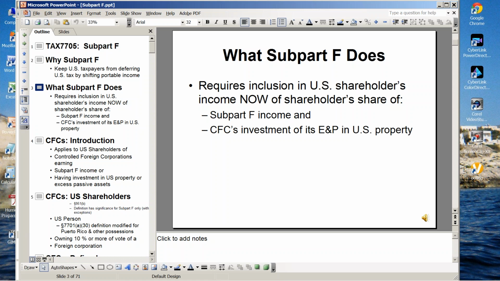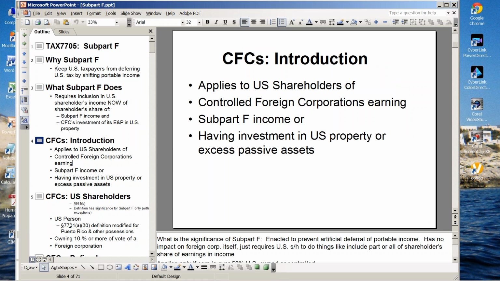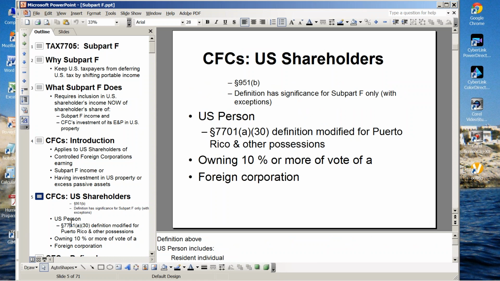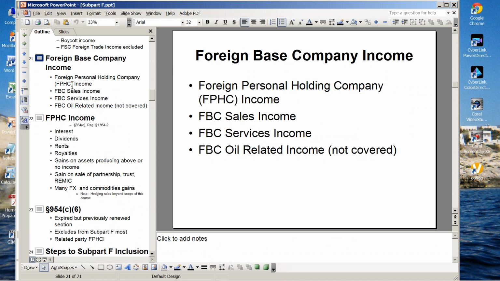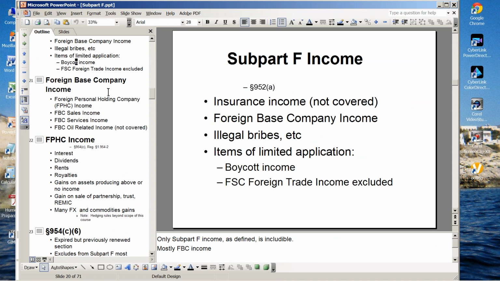The overview video had a brief introduction to Subpart F, and there's an introductory video out there that covers the basics of Subpart F, including the definition of CFCs and what's a U.S. shareholder. Tonight, there are a couple of key parts of Subpart F. The first key prong of it is Subpart F income, and the second is the investment in U.S. property.